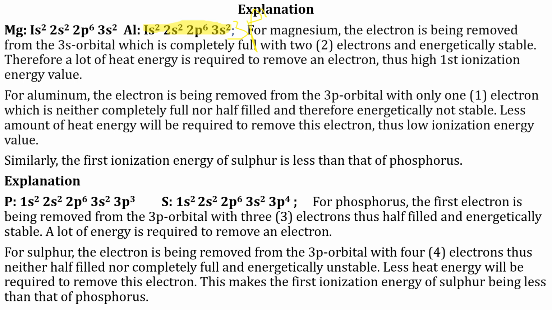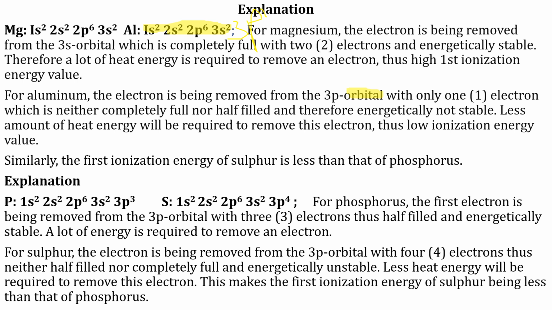So that's why aluminium has the 3p orbital with only one electron. You can eliminate the use of this orbital sub-energy level with only one electron, which is neither completely full nor half-filled. And if it's neither completely filled nor half-filled, it's energetically unstable because it only has one electron.